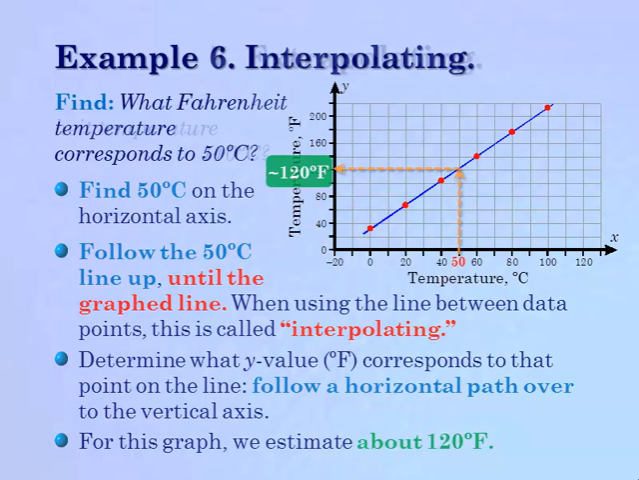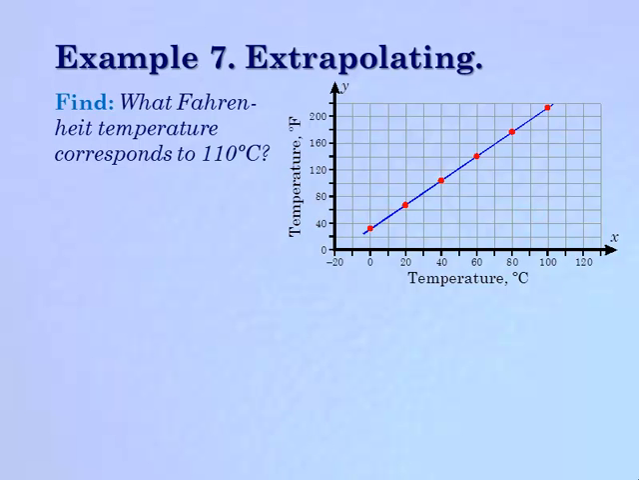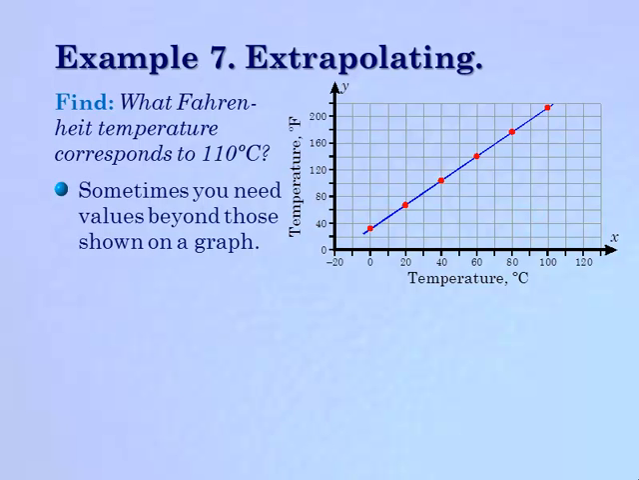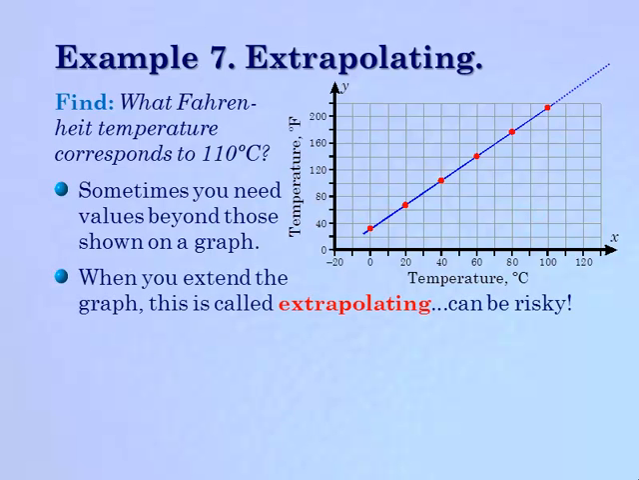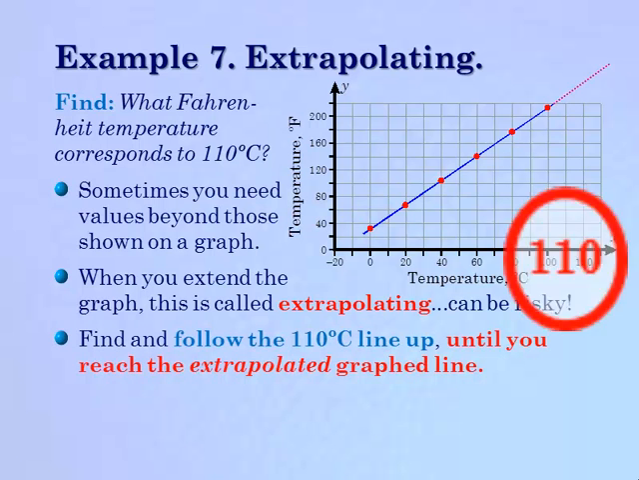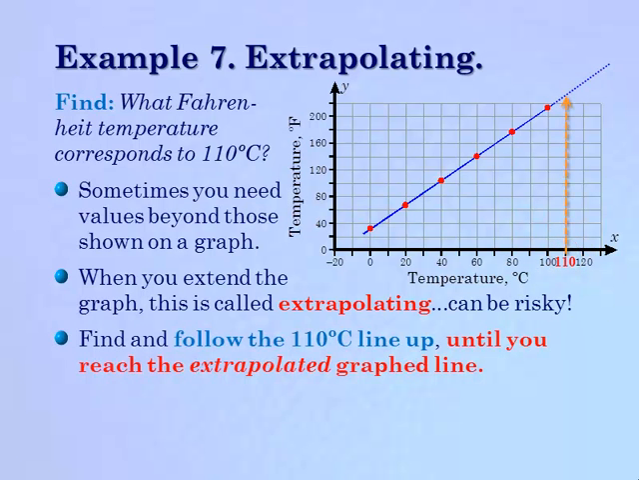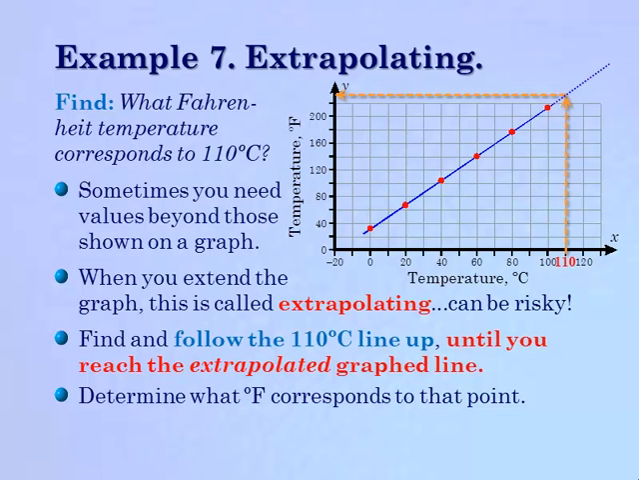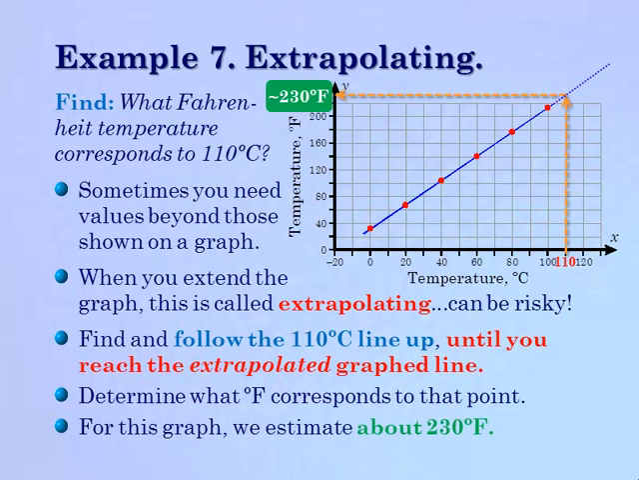And similarly, what Fahrenheit temperature corresponds to 110 degrees Celsius? So how far does our line go? It only goes out to about 100. So sometimes you might need to have values that go beyond the graph, and that's called extrapolating. So when you extend the graph, that can be a little bit risky sometimes. So if we extend the line out and we follow the 110 degrees C vertical all the way up until you reach the extrapolated graph line, and then move over, and we have to estimate what the F will be. In this case, it'll be about 230 degrees Fahrenheit. So the ordered pair for this relationship would be 110 Celsius, 230 degrees Fahrenheit.